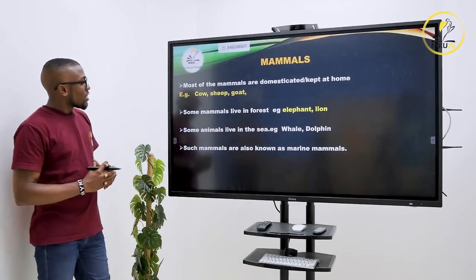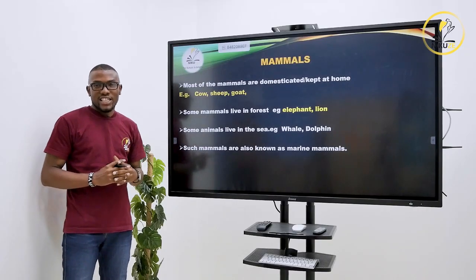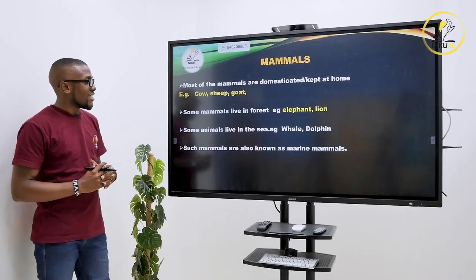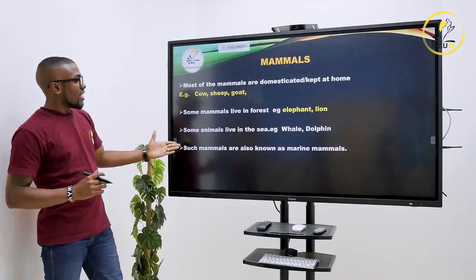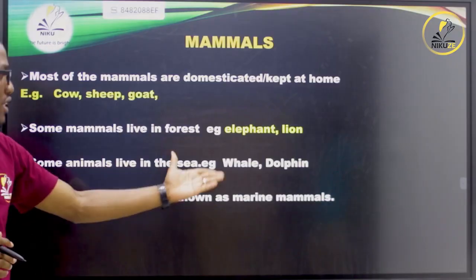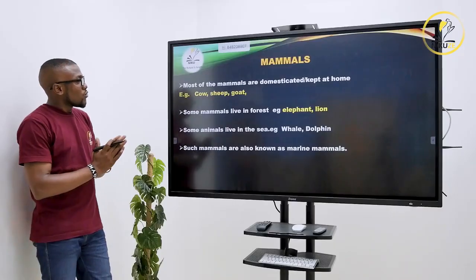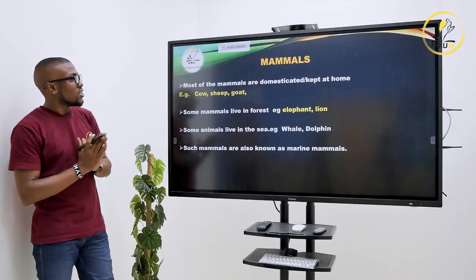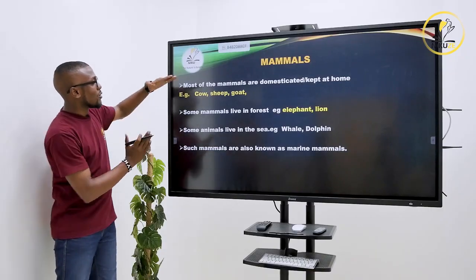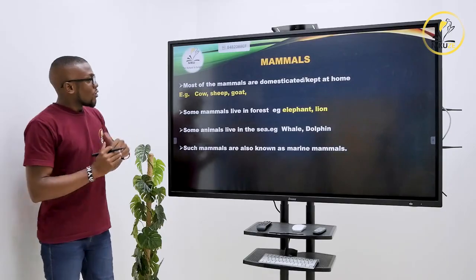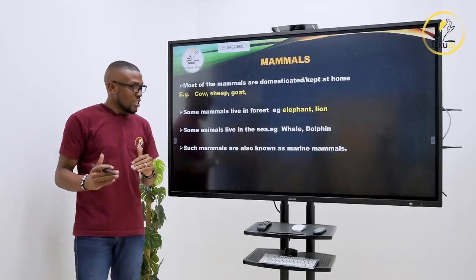Then there are also some mammals that live in the sea, okay? We also call them marine mammals. So these ones are the likes of the whale and the dolphin. As we proceed with this topic, we are going to see what makes them to be called mammals and not reptiles, and what makes them to be called mammals and not amphibians. We are going to see as we proceed.